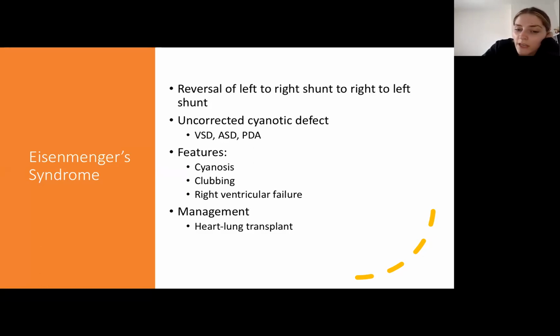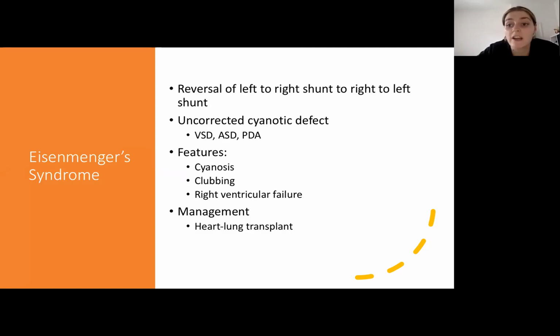That's sort of in the lead up. Once they get Eisenmenger's, they'll be cyanosed with clubbing and right ventricular failure, and they're really poorly. But in the lead up to Eisenmenger's, whilst it is slowly reversing, they'll get more breathless when exerting themselves, sometimes cyanosed when exerting themselves, and more infections. Managing Eisenmenger's is a heart-lung transplant, because their pulmonary vasculature is destroyed, and the heart is all wrong as well, because they've got right ventricular hypertrophy. So the only management is heart-lung transplant.